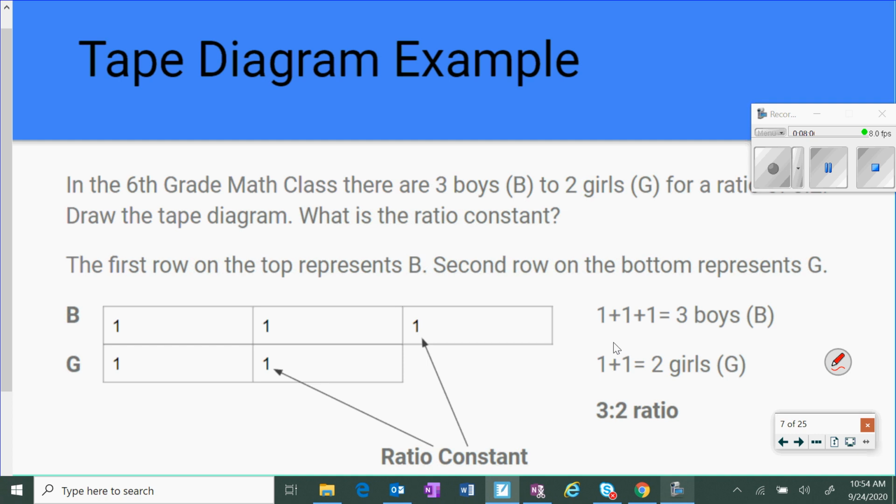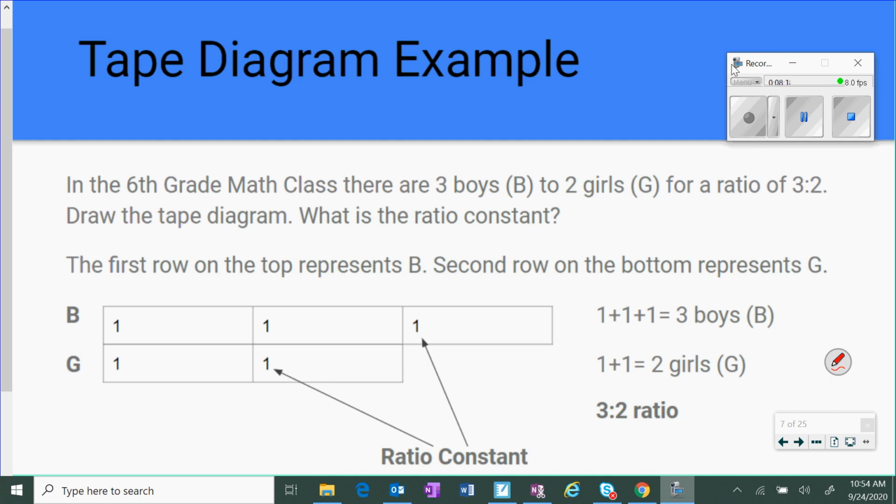Okay, so here's a tape diagram example. In the 6th grade math class, there are 3 boys, or B, to every 2 girls, for a ratio of 3 to 2, sorry. I was focused on moving that stupid thing. I forgot which one we're on. So first we're going to draw the tape diagram, and then we're going to talk about the ratio constant.